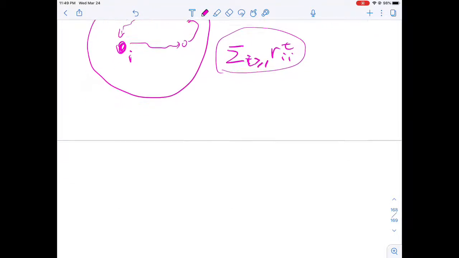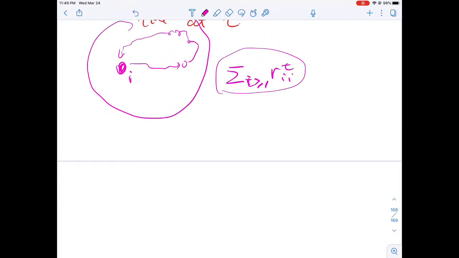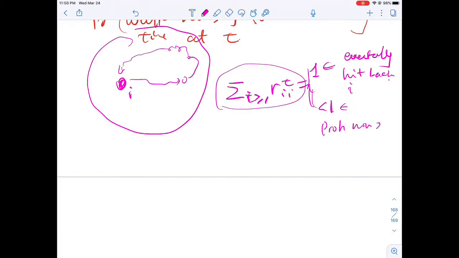So let me give you some examples. Before I give some examples, let me just wrap up the definition here. If this is 1, that really just means that I will eventually hit back to the original node, the node I start with. If this is less than 1, that means that there's a certain probability I will never return.